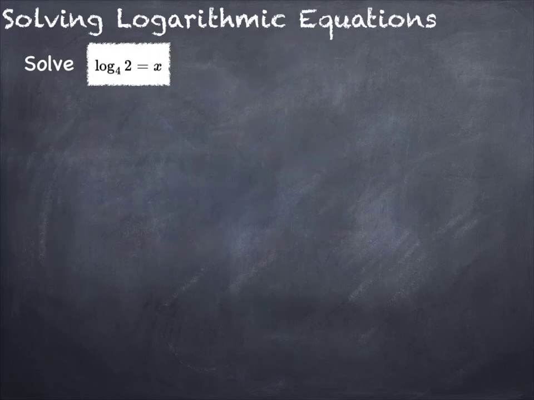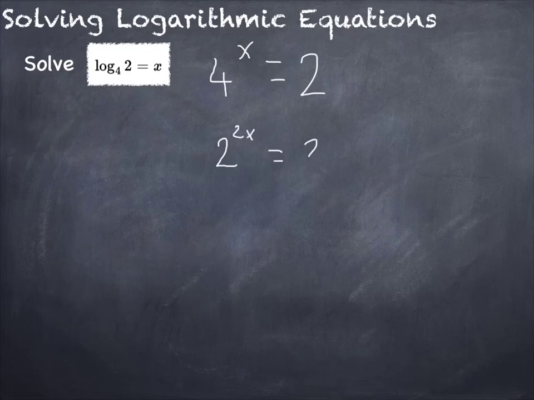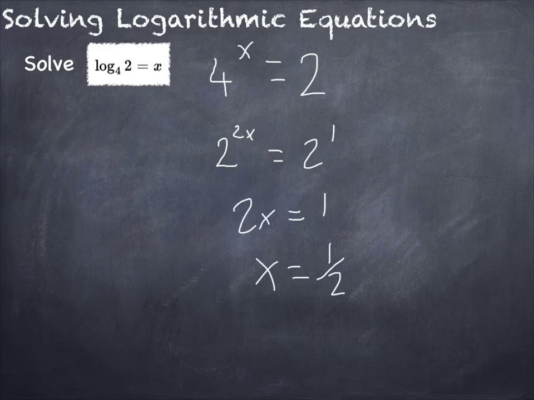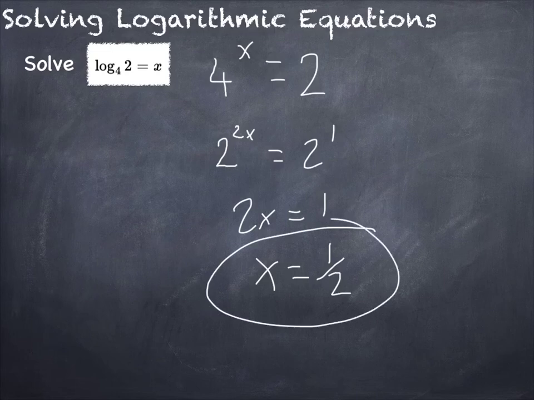For these last two examples, what we're going to do is solve for x. But we're going to do it exactly the same way. I'm going to rewrite log base 4 of 2 equals x into exponential form. 4 to the x power equals 2. And then we're going to rewrite it so it's in the same base. 2 to the 2x power equals 2 to the first. So 2x equals 1, which means x equals 1/2. There's your answer. That's all it is. You're just rewriting and solving for the variable.